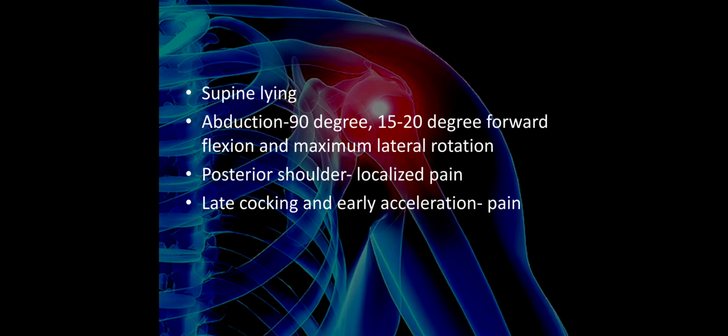This is the picture showing the posterior internal impingement test. You can see the patient is in supine lying position. The arm is in 90 degrees of abduction and it is laterally rotated. Again, please remember the ranges: abduction is 90 degrees, 15 to 20 degrees forward flexion and maximum lateral rotation.